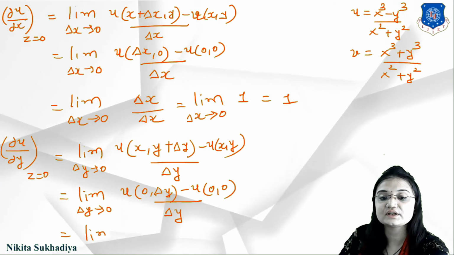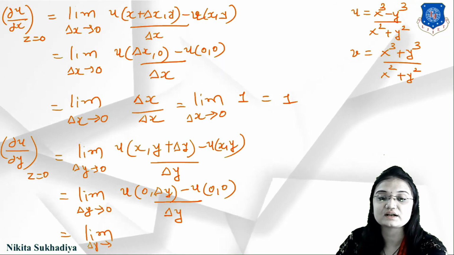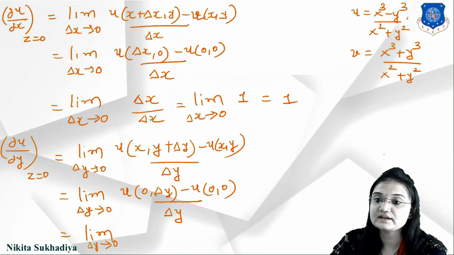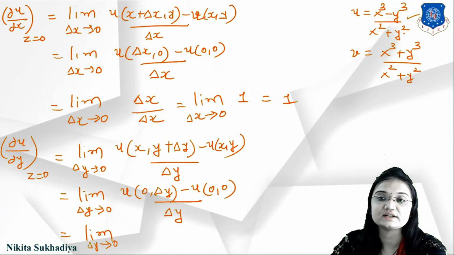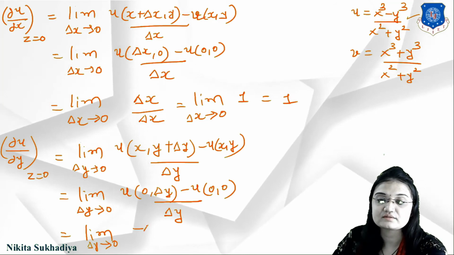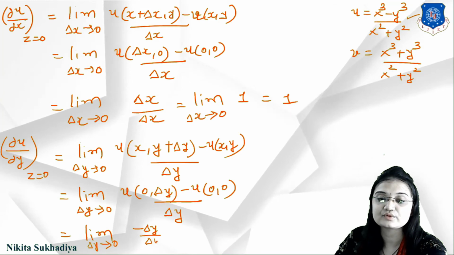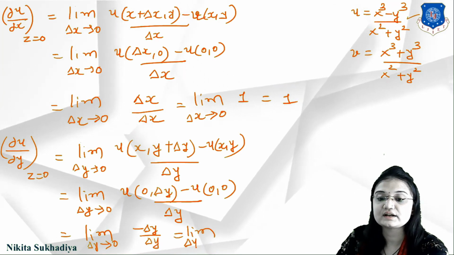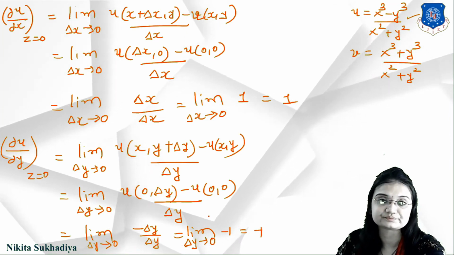Okay, now what is the meaning of u(0, Δy)? So this is nothing but limit Δy tends to 0. So put x is equal to 0 here and y is equal to Δy here. So this will become minus Δy cube upon Δy square. So this is minus Δy, and this will become 0. So minus Δy upon Δy. So our answer is limit Δy tends to 0, minus 1. So our answer is minus 1.